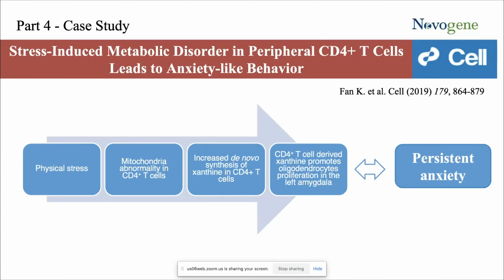Using other techniques, the authors already demonstrated that physical stress increases the level of xanthine in CD4 plus T cells, which enhances proliferation of oligodendrocytes. Now, using 10x single-cell RNA sequencing, they were able to establish that oligodendrocytes may be the cells responsible for anxiety-like behavior, thus completing the molecular pathway of how stress induces anxiety.